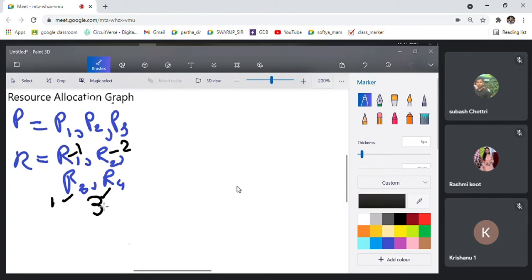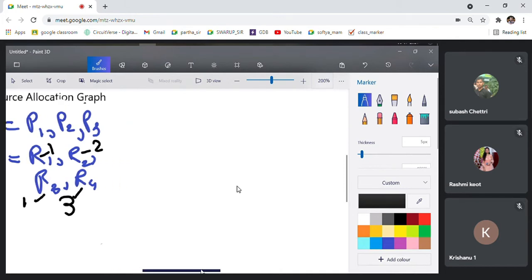So how do I draw a graph? I draw a graph using annotations. The annotation for a process is a circle. For resources I use a rectangle.